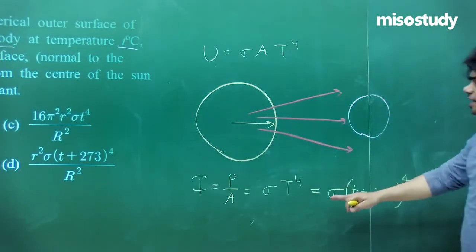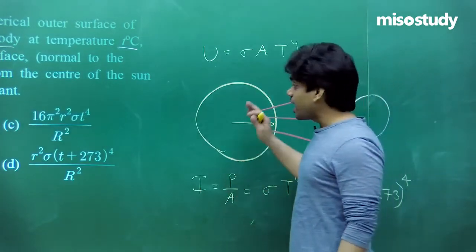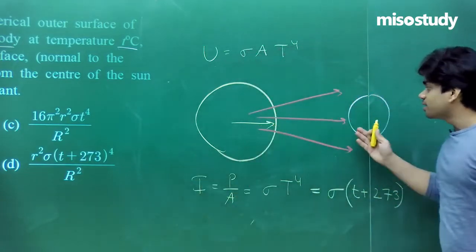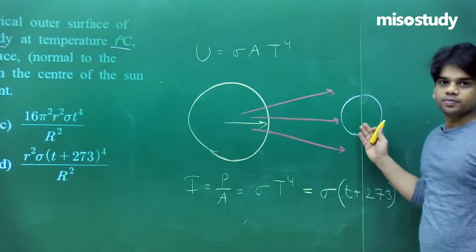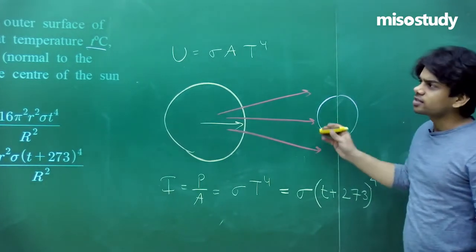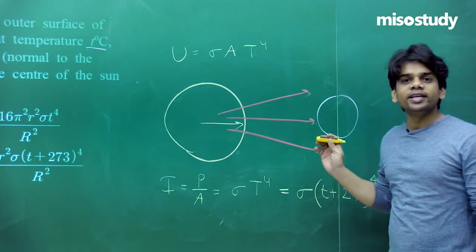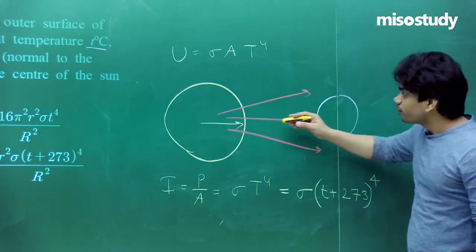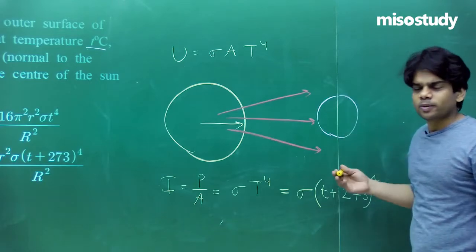Now see the intensity that we have obtained. This is the intensity at the surface of the sun. But here we require it at a distance, from here. We need to obtain this. So for that, the power that the earth is going to receive will be equal to intensity into the area till where it is received. We have to multiply the area.